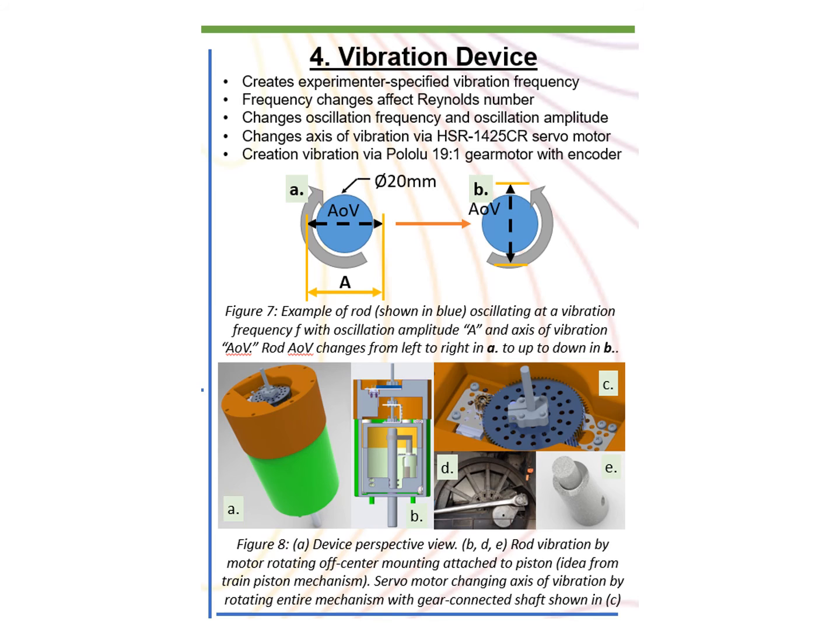To change the axis of vibrations, the team would be using an XSR-1425CR servo motor with a pinion to drive an 84-tooth gear. 8 total roller bearings on the side and bottom help rotate the inner casing smoothly.